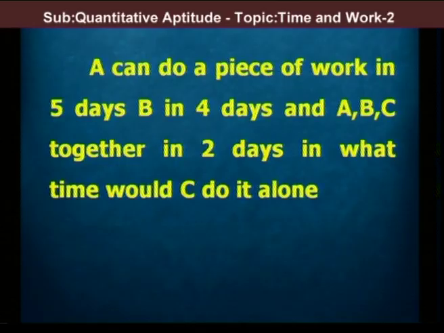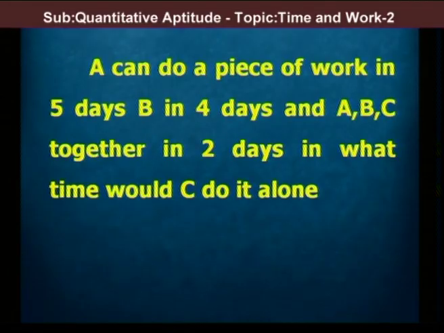What is the next question? The question is, A can do a piece of work in 5 days, B in 4 days, A, B, C together in 2 days. In what time would C do it alone? Okay. Right, observe that question. When we are in the preparation time, you have to observe what is the change from question to question, from model to model.